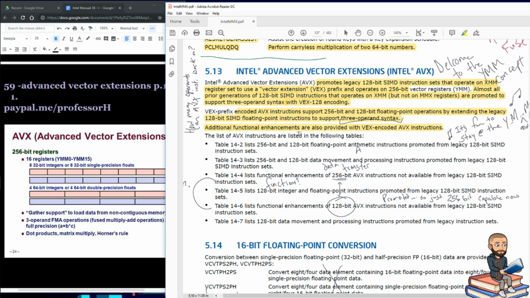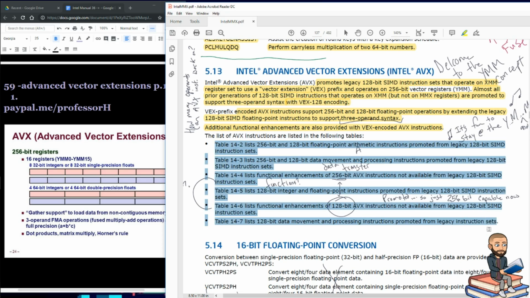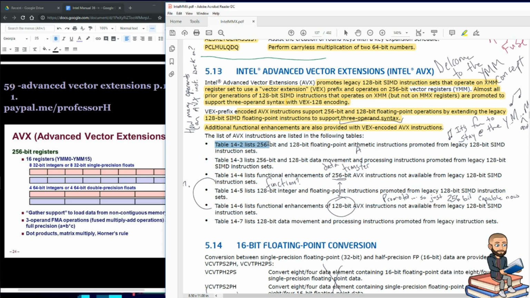Now, additional functional enhancements are also provided with the VEX encoded AVX instructions. The list of AVX instructions are listed in the following tables, so strange of Intel to do this. They seem to be like me. I hate doing the same thing over and over, so instead of them just giving us a regular table of contents, they give us a list of tables.